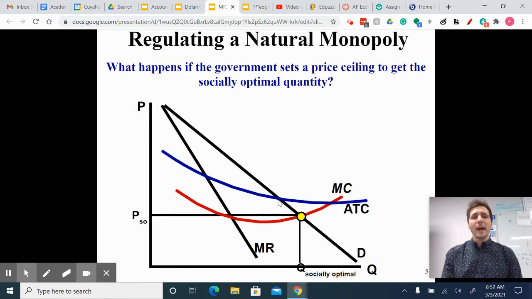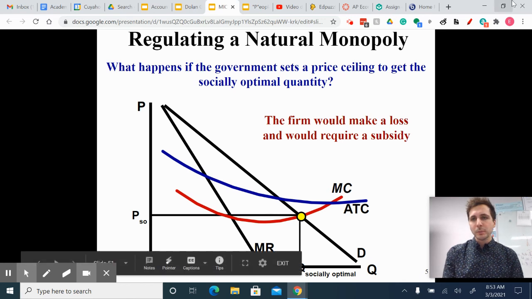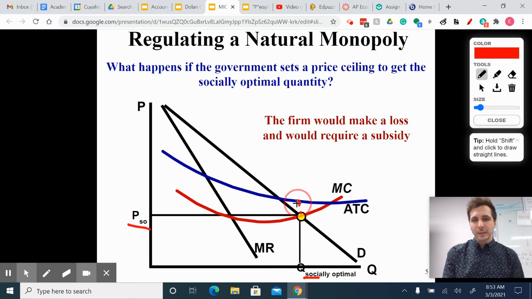Okay, so what happens if the government sets the price at the socially optimal point? At this point, the firm's total revenue will be P times Q. Their total cost, we would dash up to ATC and dash over. So it'd be ATC times Q. So cost will be greater than price. So this box right here would be losses. In the event that we make them charge this price, the firm will operate at a loss.